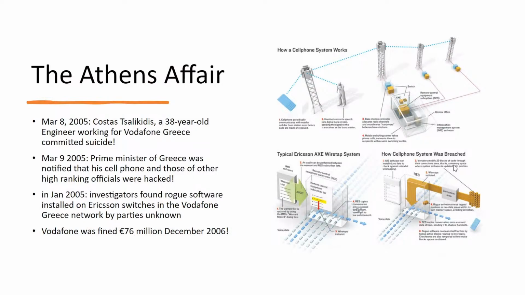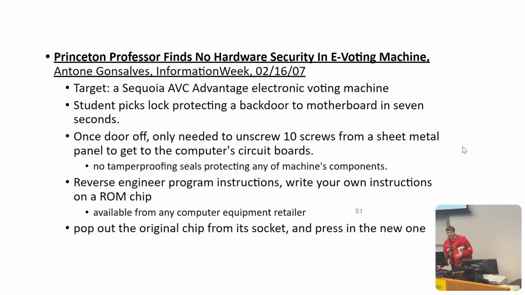Okay, back in 2005, we're all over the calendar, there was an engineer called Kostas, who, I'm probably pronouncing that wrong, who abruptly committed suicide, and then 24 hours later, they found out that this particular person was associated with a large number of hacks on the Greek cell phone network at the time, including the Prime Minister of Greece, who had been hacked, and this was all due to rogue software installed on the physical switches that managed the cell phone network.